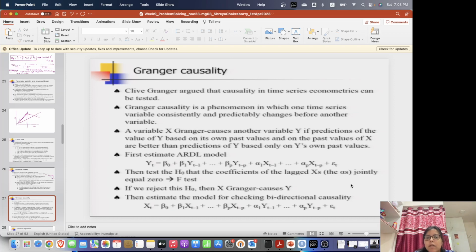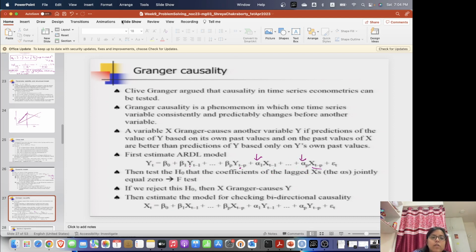Also we learned something about Granger causality. Granger causality means that one time series is consistently and predictably changing another time series. So first we fit yt on the lagged values of yt and the lagged values of the regressor xt, and then we jointly test for the coefficients of the xt terms. This also we do as an F test.